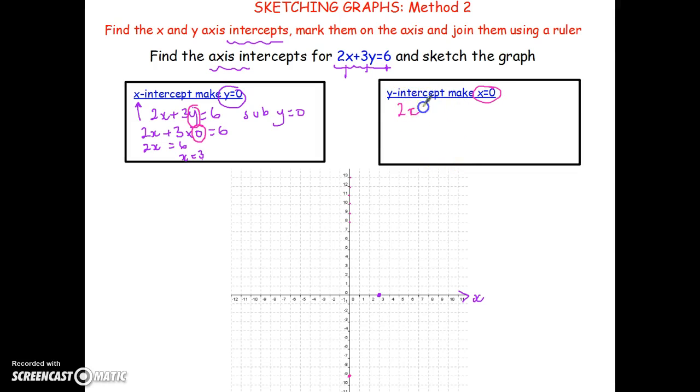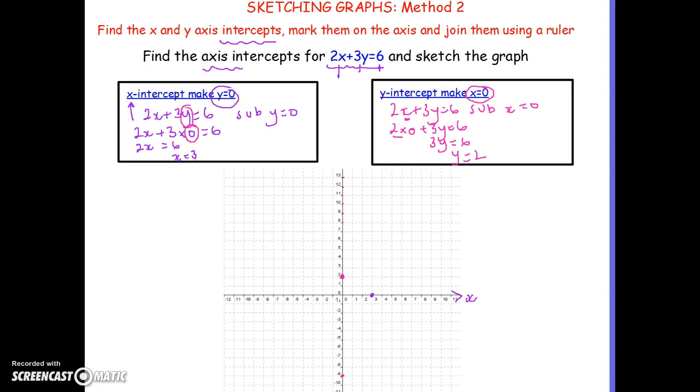So in this equation, I'm going to sub x equals 0. So instead of writing x, I'm going to write 0. So 2 zeros plus 3y is 6. 2 zeros is just 0. 3y is 6. 3 times some number is 6. Well, that number has to be 2. Here we go. 2 is my y-intercept.